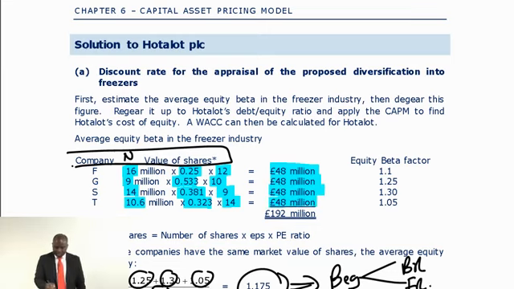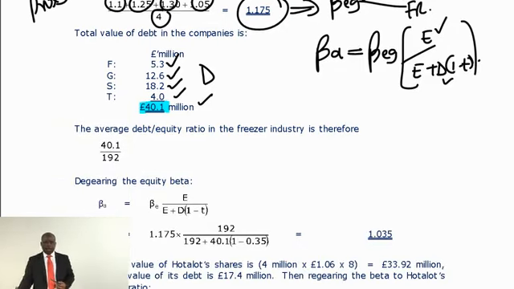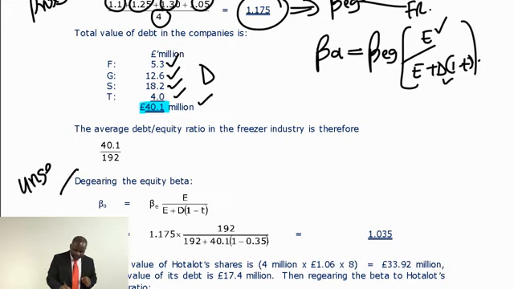So in the industry, the total market value of equity is simply 192, and the total market value of debt is simply 40.1. So having got the 40.1 and the 192, I can put them in the Miller and Modigliani formula. That is why we said de-gear. De-gear is the same as ungearing it.